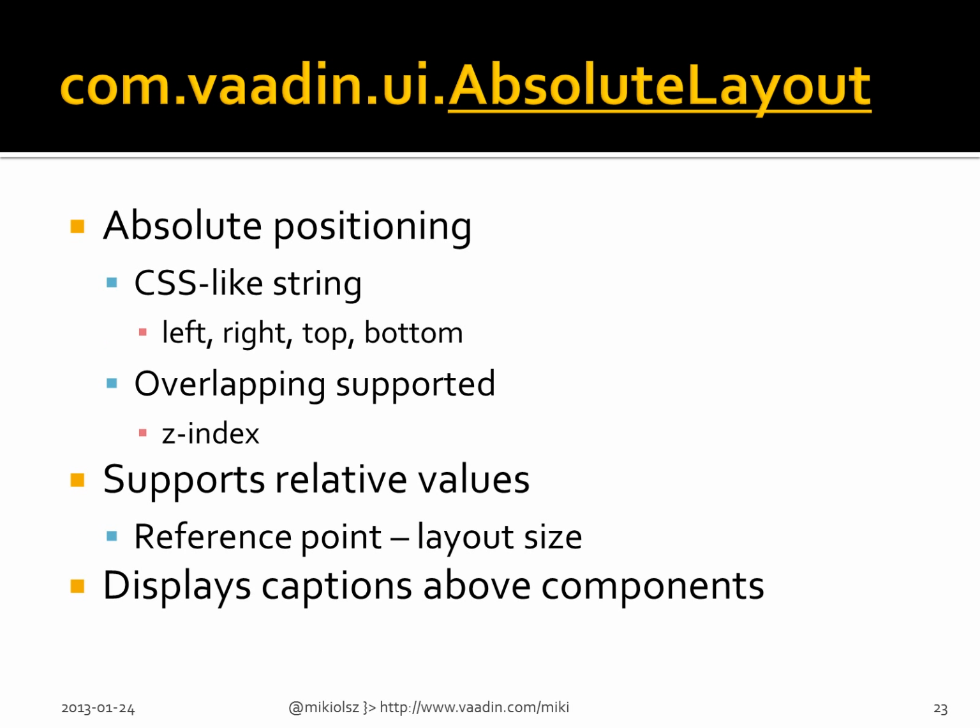So we have absolute layout, meaning that we have a blank component and we can put other components there using a CSS-like string. We specify the left and right edges of the component and top and bottom. Left means distance from the left edge, right means from the right edge, and so on. This component supports overlapping, so if we specify something called z-index, then we can put components one on top of the other. We can also use relative values, so we can use percentage instead of pixels, and this layout displays captions above components by default.